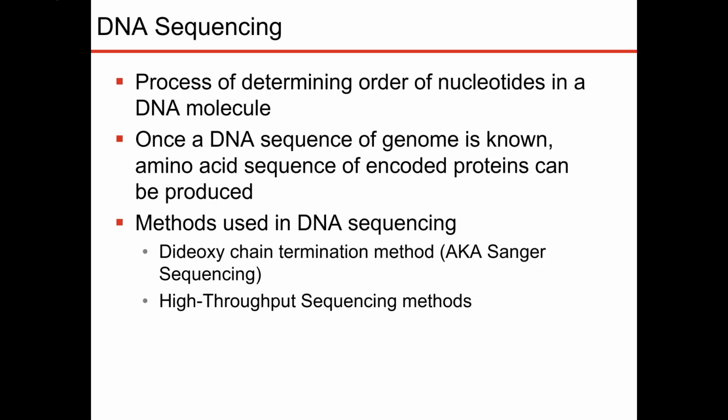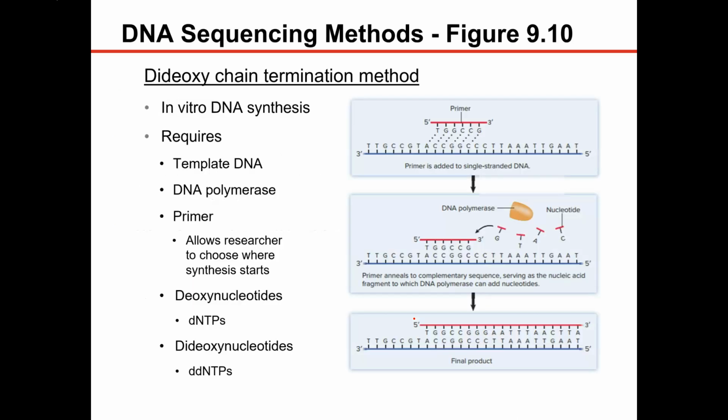So there are two methods: the dideoxy chain termination method, which is probably the most popular method, and this is also known as the Sanger method. And then there's a high throughput sequencing method. So we're going to talk about the Sanger method first. What the Sanger method uses is a DNA template. You have to have DNA polymerase. You have to have a primer, which researchers produce, so we determine where to start the synthesis.